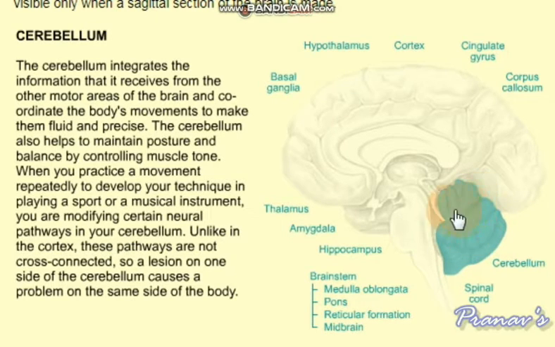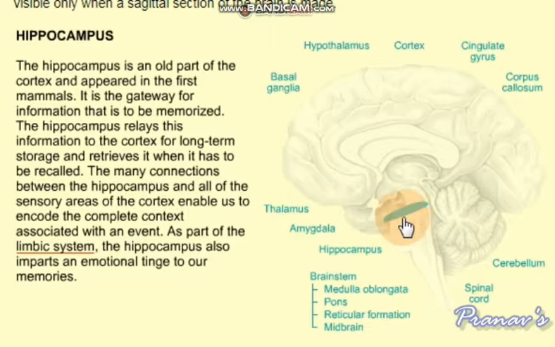Next is hippocampus. Observe the location of hippocampus in brain. The hippocampus is an old part of the cortex and appeared in the first mammals. It is the gateway for information that is to be memorized. The hippocampus relays this information to the cortex for long-term storage and retrieves it when it has to be recalled. The many connections between the hippocampus and all of the sensory areas of the cortex enable us to encode the complete context associated with an event. It also imparts an emotional tinge to our memories.